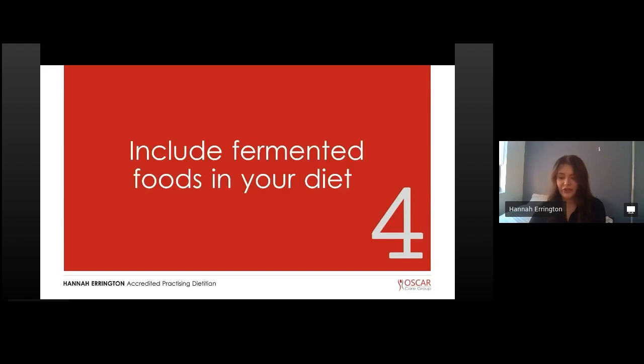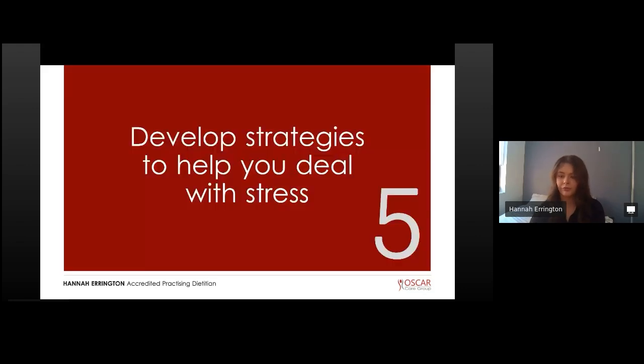Including fermented foods in your diet. These are the foods we mentioned before that have the probiotics in them. So try to aim for at least one fermented food in your diet each day. That could include kimchi, kombucha, sauerkraut, yogurts, misos, cheese, or even little Yakult drinks as well.